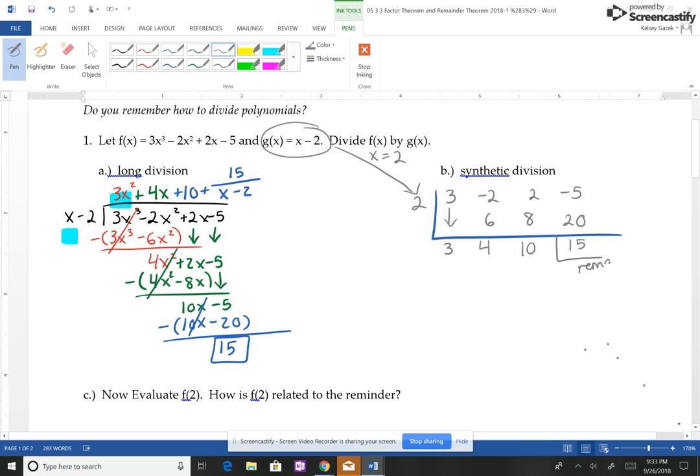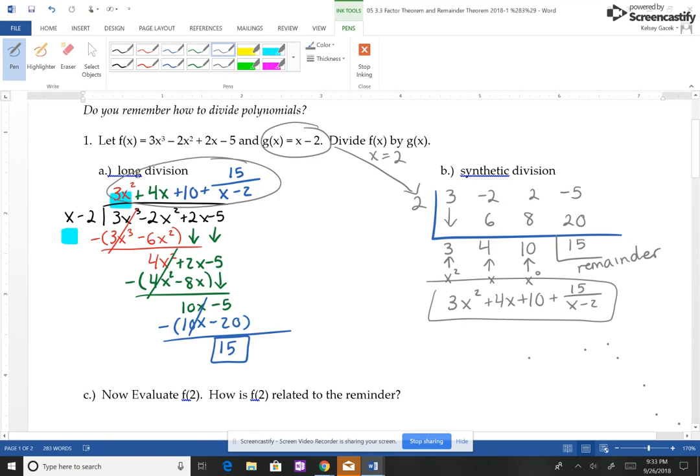Again, this is my remainder. And I have a polynomial. If you notice, the values that I got when I did synthetic division are going to be the same as the coefficients as when I did long division. Every time I start with my last number being my remainder, then I have my constant term, my coefficient of x, my coefficient of x squared, and so on and so forth. So my answer, my polynomial, would be 3x squared plus 4x plus 10, again with that remainder, 15 over x minus 2. So we see we get the same answer whether we do synthetic division or long division.